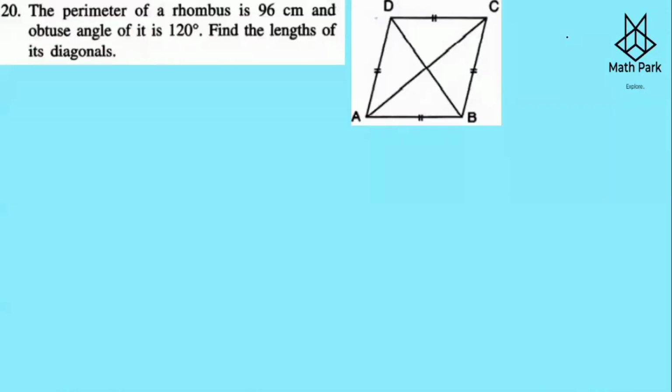Got it? Last question of today's video. The perimeter of a rhombus is 96 and the obtuse angle is 120. So if this obtuse angle is 120 and perimeter is given to you as 96, all the sides of the rhombus are equal. So the side of a rhombus is equal to 96 divided by 4. 4 2s are 8 and 4 4s are 16. We get 24 centimeter as the side of the rhombus.